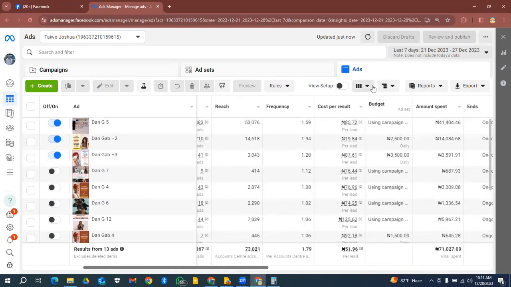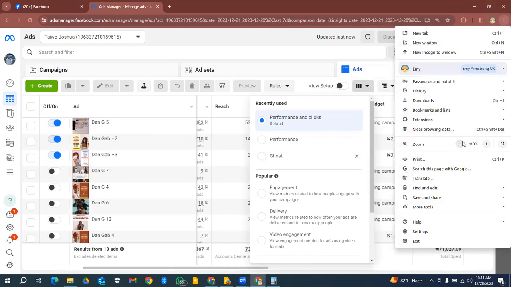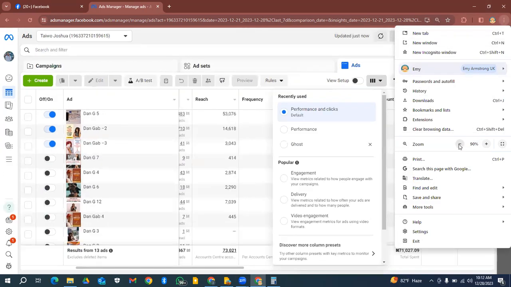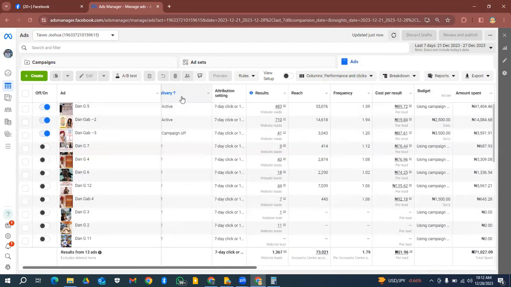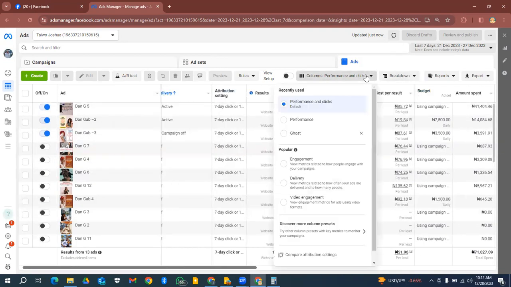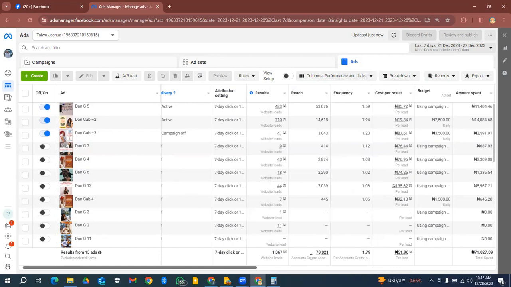Okay, so I'm just going to have to edit. Now, if you want to edit all these things, this is where you come to. Let me reduce this so you can see. You come to columns, where you see columns. This is how you can select what you want to be showing here. This is the original one that comes with performance and clicks, but I don't like to use this. I have mine. I edit it. To edit it, you just need to come here, customize columns, and then select what you want to show.